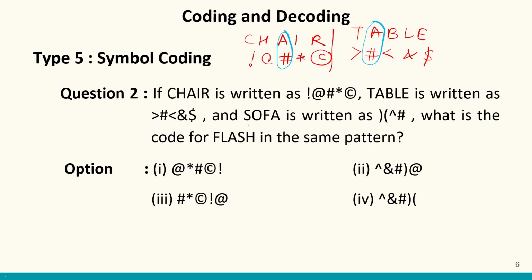For F, we can take the help of sofa. So the third term is F. So F is coded by this symbol. L is coded by this symbol. A is coded by this symbol. S, again from sofa, we can see it is coded by this symbol. And H is coded by this symbol. So our answer will have these symbols in this order, which is option number 2. So option number 2 will be the correct answer.